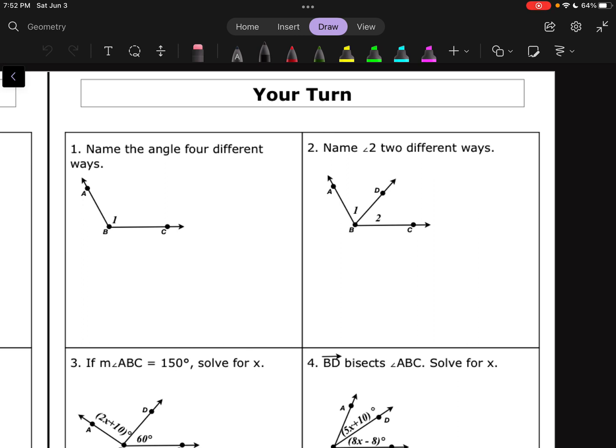All right, so name the angle 4 different ways. I could name this thing angle B. I could name it angle ABC. I could name it angle CBA. Or I could name it angle 1. Name angle 2 in 2 different ways. I could name that angle DBC. I could name it angle CBD. Remember, you can't name it angle B because there's multiple angle Bs. So we got to use the 3-letter method.